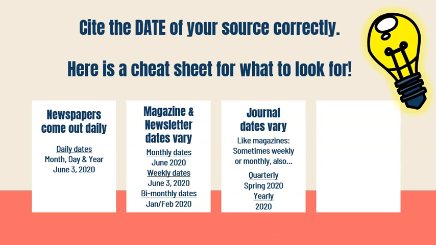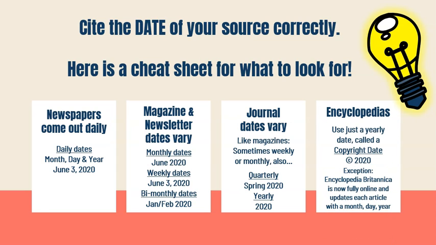Journal dates vary. Like magazines, sometimes they're weekly or monthly, but they can also be quarterly, such as Spring 2020, or even yearly, Copyright 2020. Encyclopedias use just a yearly date called a copyright date since they're a book. Usually you can find the copyright date of a hardcover book by opening up the cover and looking at the first few pages for the indication of copyright with a C inside of a circle and then the year.